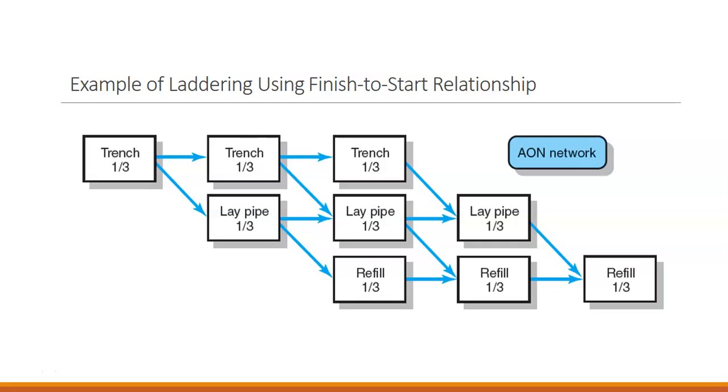Once we have a third of the trench dug, we can start to lay a third of the pipe while we're digging the next third of the ditch. By laddering those components, we start the next step in the process before completely finishing the first process. Otherwise, we would have to trench the entire length, then lay pipe, and then refill the trench in a normal path. By laddering, we can reduce or condense the amount of total time that project takes.